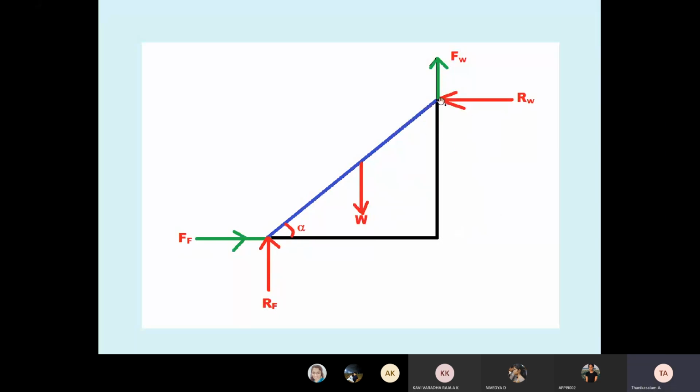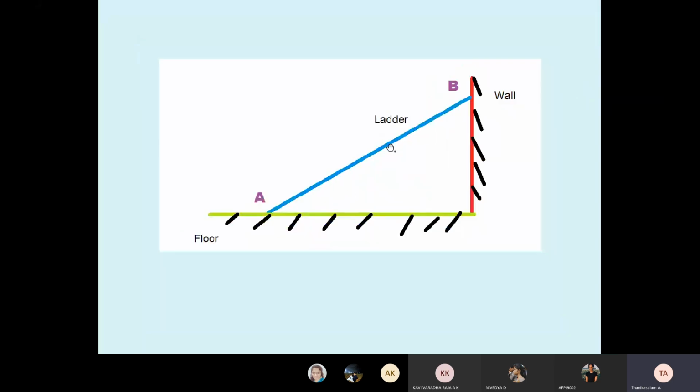Similarly, the ladder at the wall may fall vertically downward. Therefore, friction acts upward. That is Fw, friction at the wall. Then it is in contact at a point, therefore there is a reaction. The reaction is to the left side. Why the left side? The ladder is touching the wall. Therefore, the reaction is to the left side.